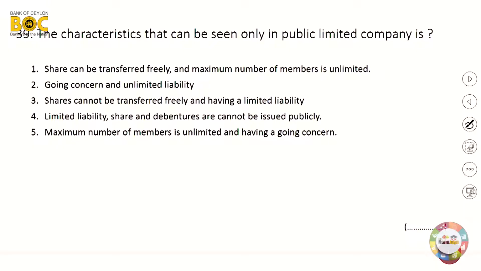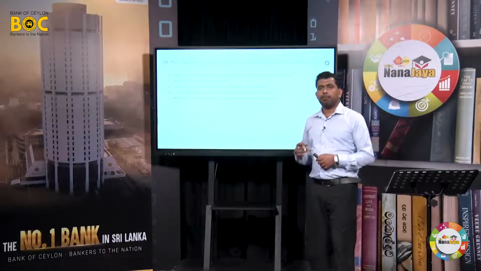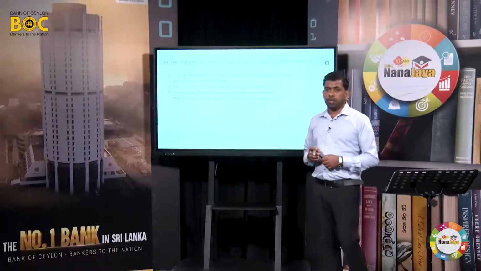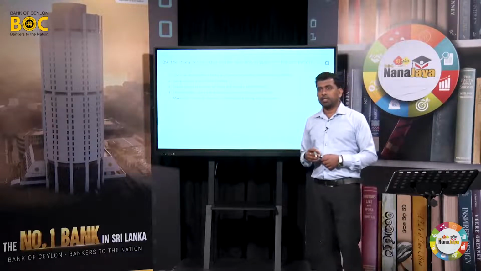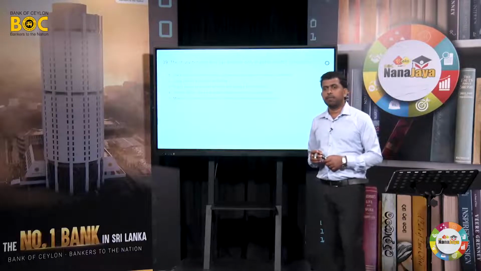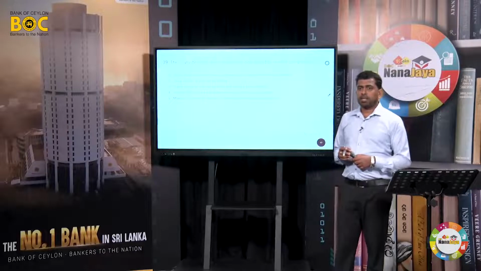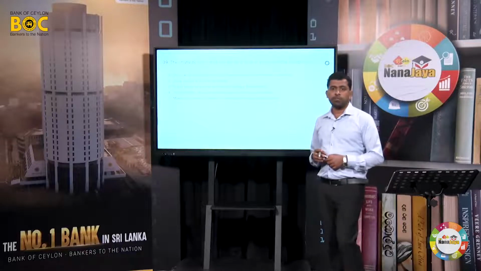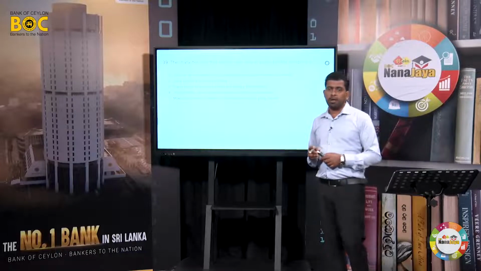Question number 39. The characteristics that can be seen only in public limited companies. There are special features of public limited companies. There should be at least one member, one shareholder, and the maximum number of shareholders is unlimited. When writing the name of the company, it is not a compulsory requirement to write the company type. There should be at least 2 directors and the maximum number is unlimited. Insolvency test is a compulsory requirement when declaring dividends, and there are 2 types of public limited companies: listed companies and non-listed companies.